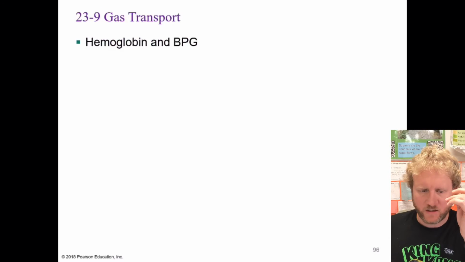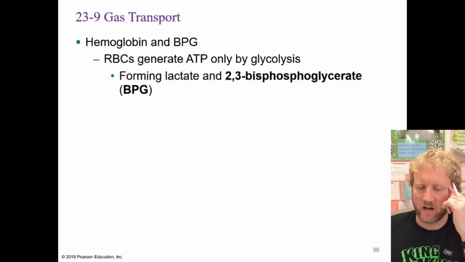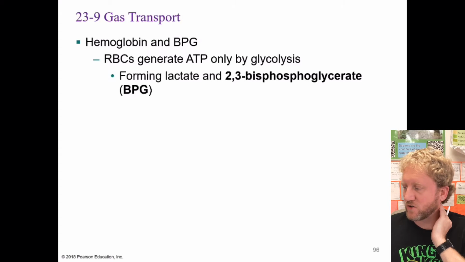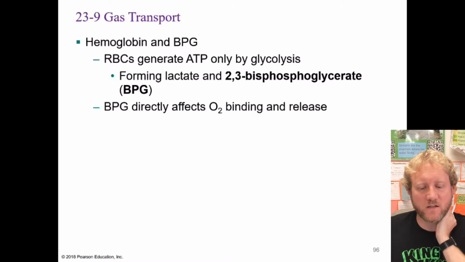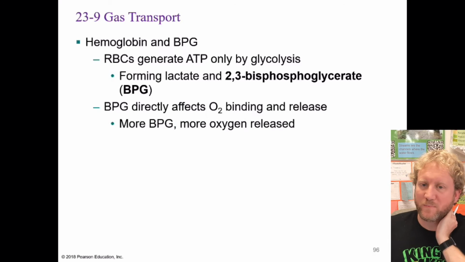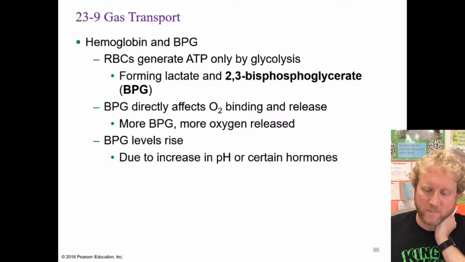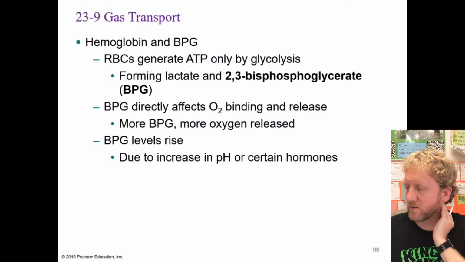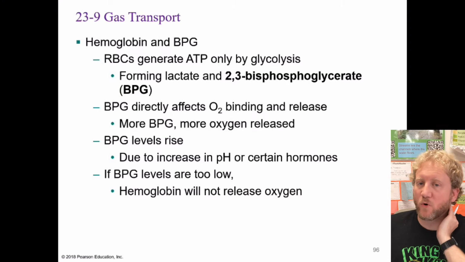Let's see. So red blood cells generate ATP by glycolysis. They form lactate and BPG, also known as 2,3-bisphosphoglycerate. This affects O2 binding and release. So the more BPG, the more oxygen that is released, as BPG levels rise, or if they rise based on an increase in pH or certain hormones. If BPG levels are too low, then hemoglobin won't release oxygen.